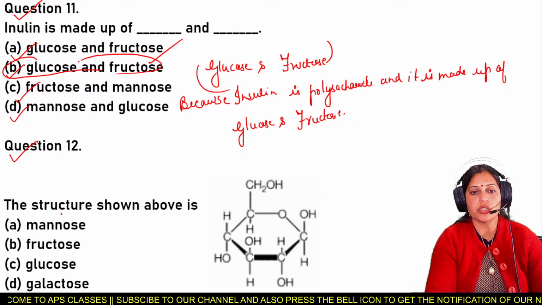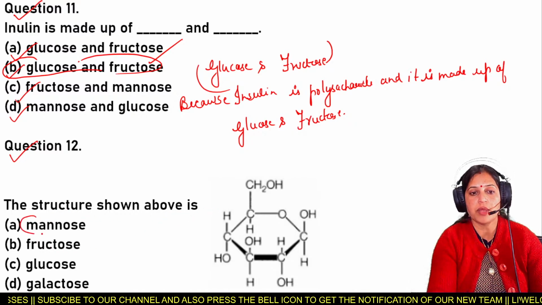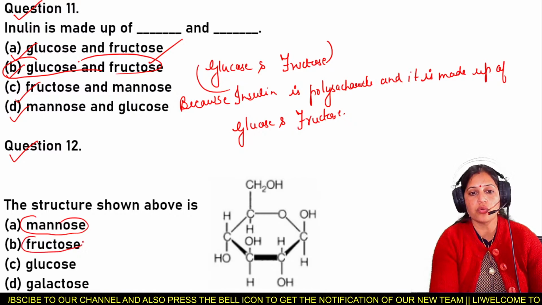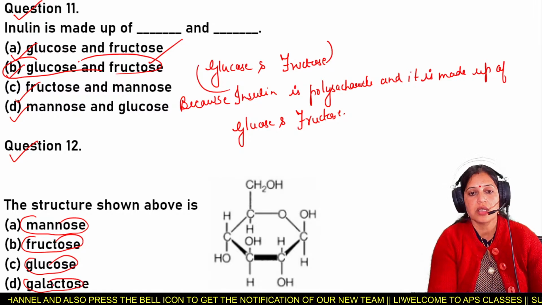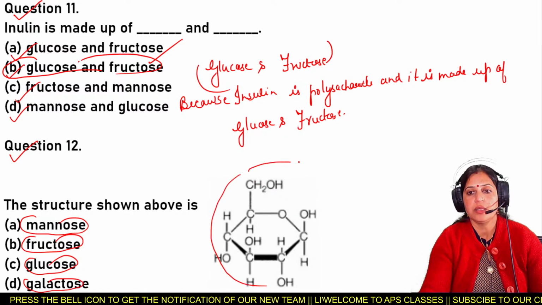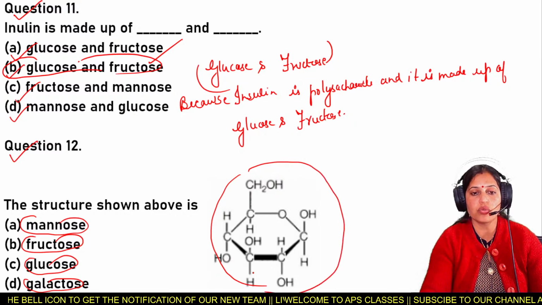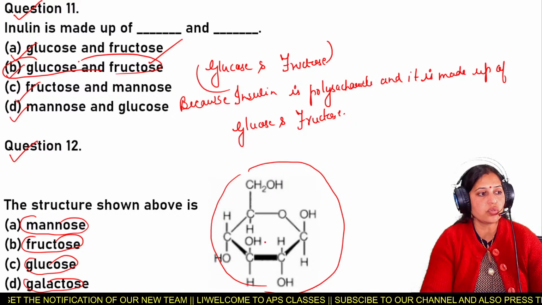Now shift to the question number 12. The structure shown above is, options are A, mannose, B, fructose, C, glucose, and D, galactose. So here this is the structure of either mannose, fructose, glucose or galactose. And it is your question number 12.